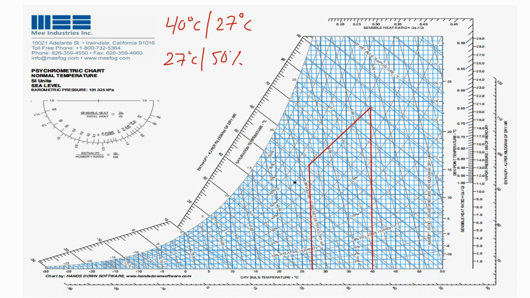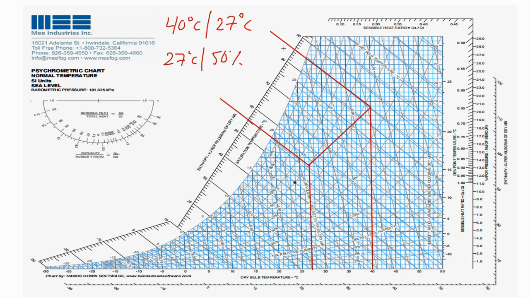Now we calculate enthalpy at this point. So it is 85. Now we calculate enthalpy at this point, and it comes out to be 55. So this is 55, this is 85. So next, what do we do?